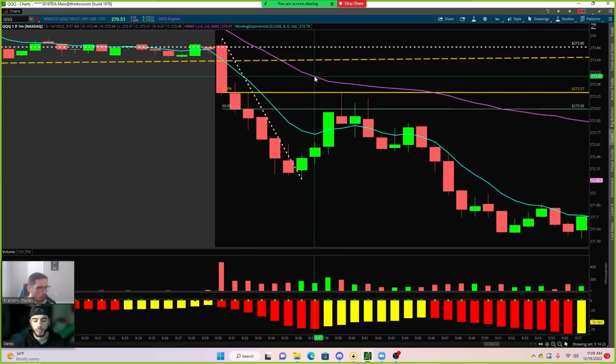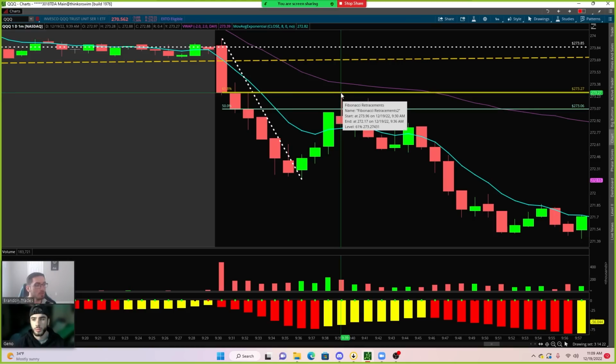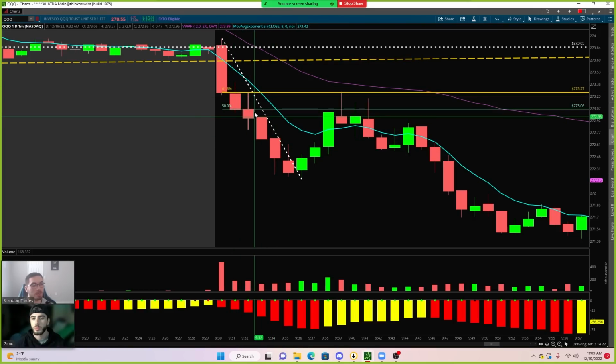And I was saying in Team Bull, okay, if QQQ can pump up to 273.27, I'm very interested in puts because the trend is clearly down. Again, going back to the bear flag, the squeezes, we're looking for pullbacks so we can add puts and take advantage of the next leg down.